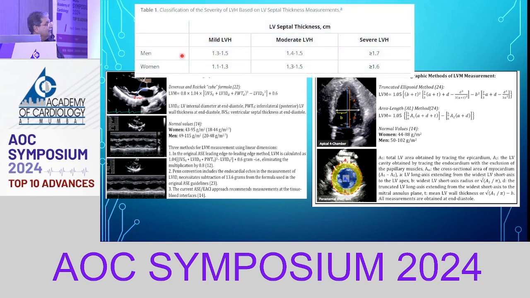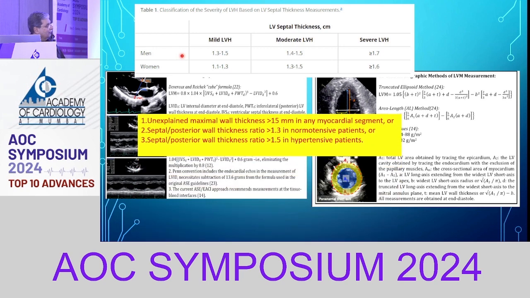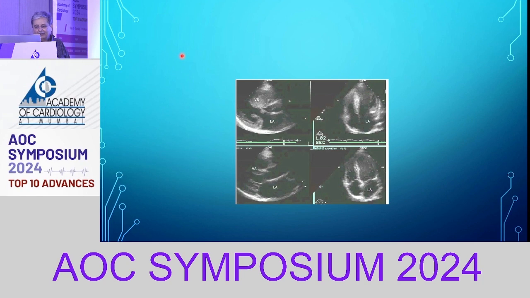For the clinician, the easiest way to look at it is on M mode: 1.3 centimeters to 1.5 is mild, severe is more than 1.7, and it's a little different in women. When you have an unexplained maximum wall thickness of more than 15 millimeters in any myocardial segment, or septal to posterior wall thickness ratio more than 1.3 in normotensive patients, or in hypertensive patients a ratio of more than 1.5, this is considered to be increased wall thickness or LV mass.